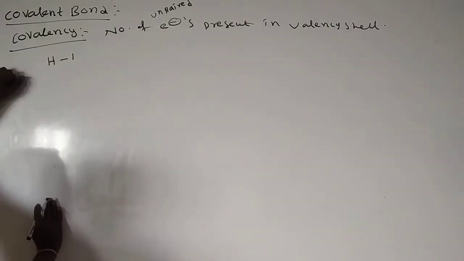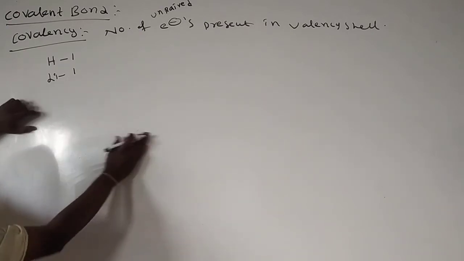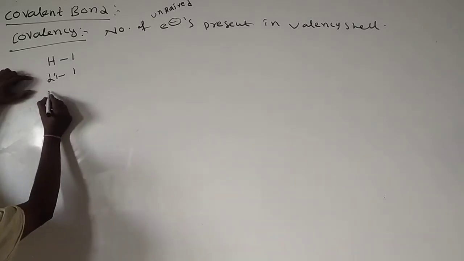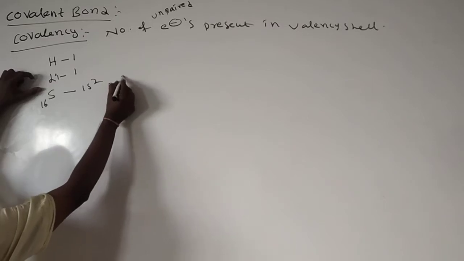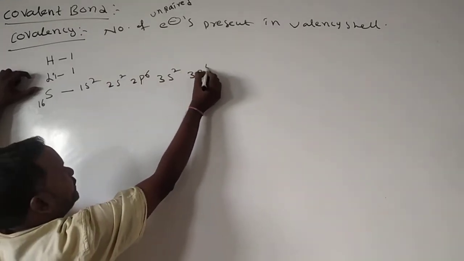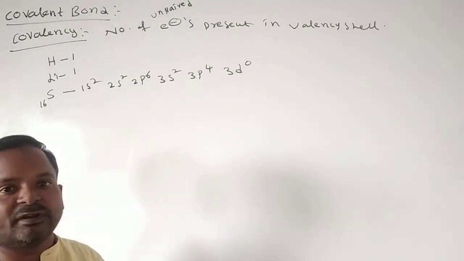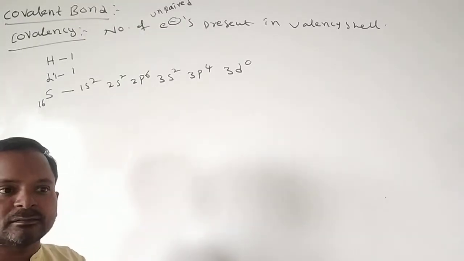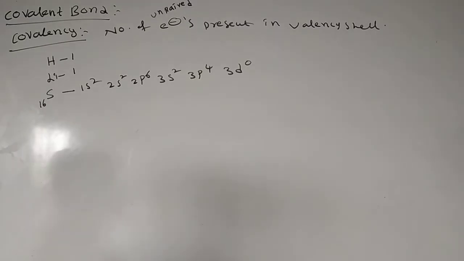Suppose hydrogen covalency 1, lithium covalency 1, beryllium covalency 0. For example, take sulfur. Here I am writing the electronic configuration of sulfur, atomic number 16: 1s2, 2s2, 2p6, 3s2, 3p4, 3d0. If a 3d orbital is present, it exhibits different covalencies. If a d orbital is not present, it exhibits a maximum of 4 covalency. If a d orbital is present in any atom, it exhibits more than 1 covalency. Here I am explaining sulfur with more than 1 covalency.